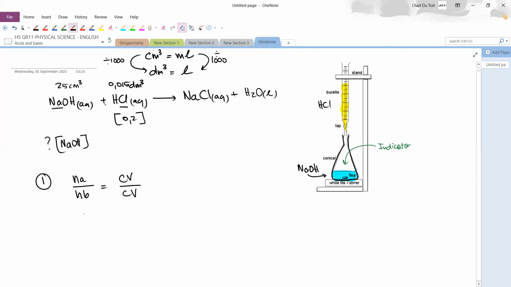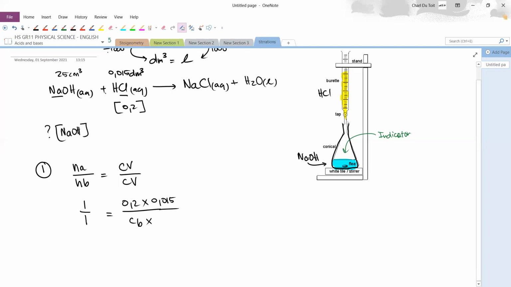Okay, so now I see that the mole ratio is 1 to 1. 1 mole of acid reacts with 1 mole of base. Then I just fill in the equation. What is the concentration of the acid? 0.2. What's the volume of the acid? Well, I can use 15 milliliters or 0.015 cubic decimeters. Now, with this titration formula, you don't have to worry about the volume units, as long as you use the same units on top and bottom. So at the bottom, I want to know what's the concentration of the base. I don't have that. And the volume of the base is 25.